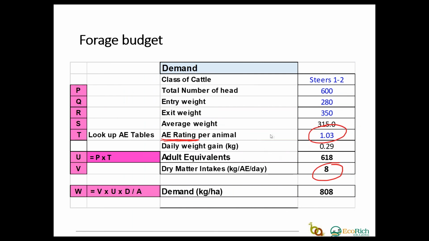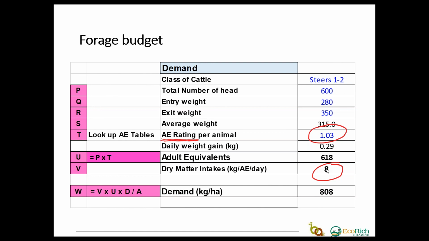little bit. So now you can either look up the adult equivalent tables and put in an adult equivalent rating that now accounts for weight gain and walking. It calculates an average daily gain from the figures that you put in up here, and automatically puts in, according to the production zone, the dry matter intake into that cell. So we don't have to worry about working out what level of intake.